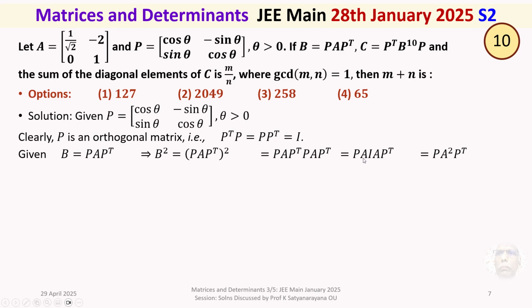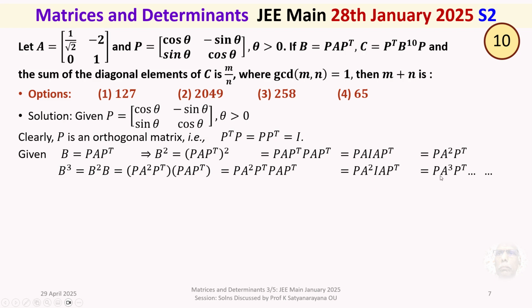So, that's A I A, which will be A square. P A square P transpose. If B is equal to P A P transpose, its square will be P A square P transpose. Working out like that, B cube will be P A cube P transpose, and it goes on like that. Ultimately, if you want B to the power of 10, it will be P A to the power of 10 into P transpose.